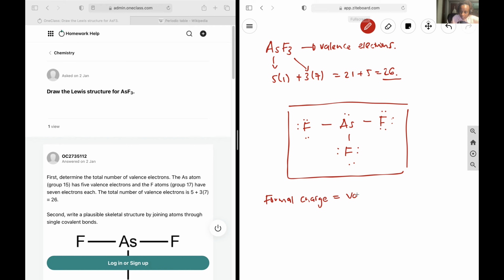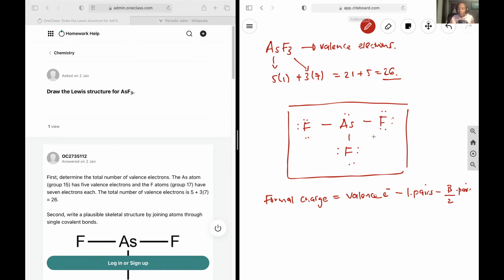There's going to be the number of valence electrons minus the number of lone pairs minus the number of bonding pairs, but over 2. Because remember, F is only contributing 1 electron here, and As is contributing the other one, maybe unequally or equally, that isn't our business right now.